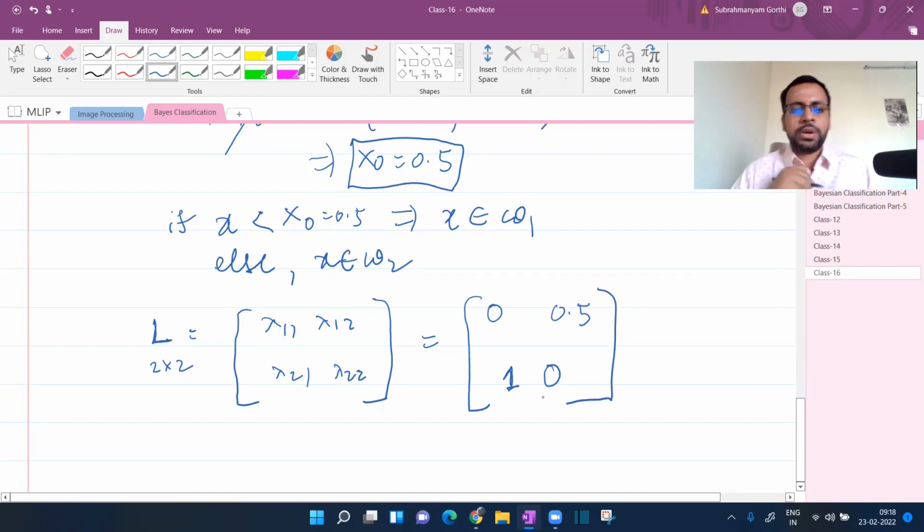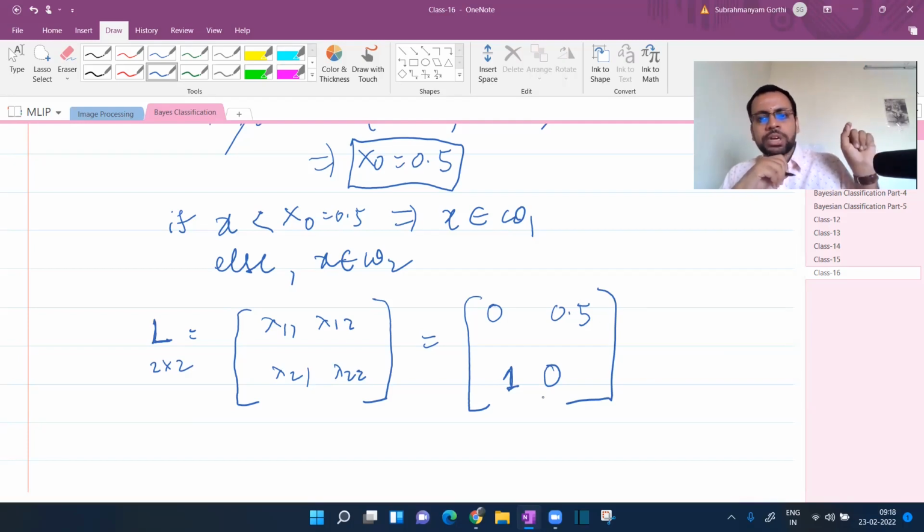What does that mean? If a sample belongs to class 1, but you have wrongly assigned it to class 2, you are going to penalize it by a weight of 0.5. On the other hand, if your sample actually belongs to class 2, but you have assigned it to class 1, then you would penalize it by a weighting factor of 1.